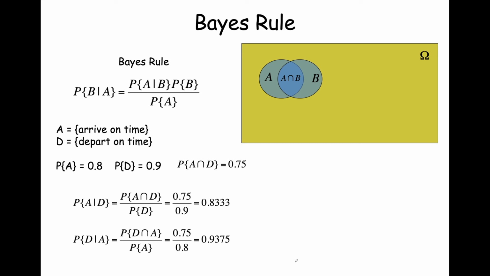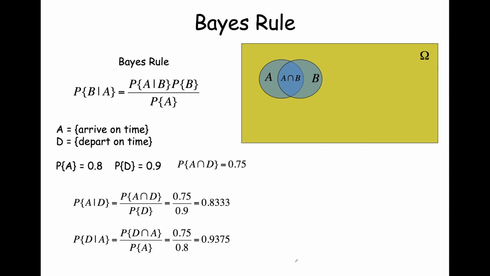Okay, so now what if we wanted to calculate the probability of an arrival on time for the plane, given that it departed on time? Well, let's just do the expansion for conditional probability. So that's probability of A given D is equal to probability of A and D over probability of D. That's just our definition of conditional probability. So then we plug in our numbers. That's A and D, it's 0.75 divided by probability of D, that's over 0.9. That's 83.33%, or 0.8333.